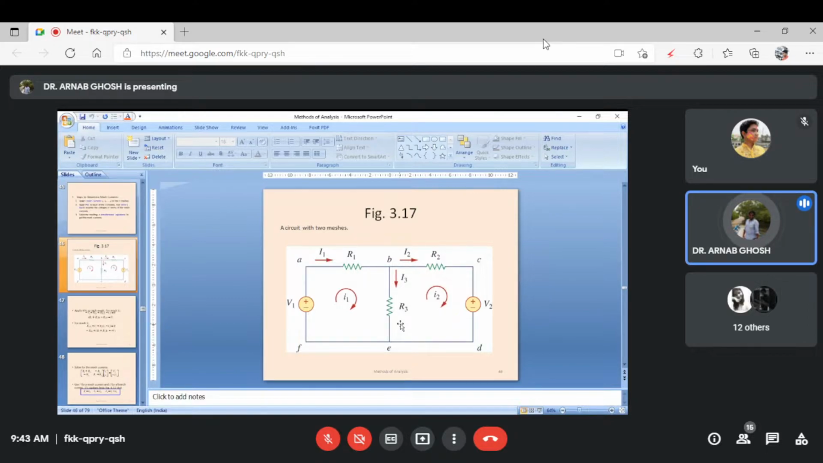But if you consider loop 2, I2 is flowing from the plus terminal to the minus terminal, which is the actual convention. So that is why V2 will be considered as positive and V1 will be considered as negative.